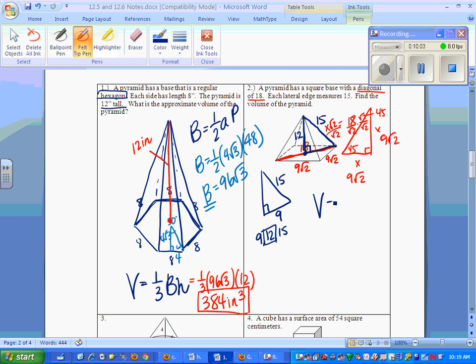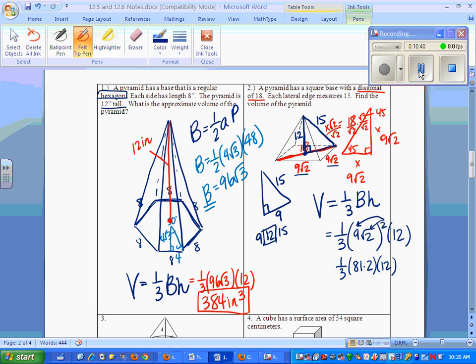Okay, remember for volume of a pyramid, I need 1/3 area of the base times the height. So take 1/3. Area of the base here is going to be 9√2 squared, times the height, which is 12. So 9√2 squared, 9 squared 81, √2 squared is 2. So we have 1/3, 81 times 2 times 12. Okay, so we get 648, and that is units cubed. And that's our volume.